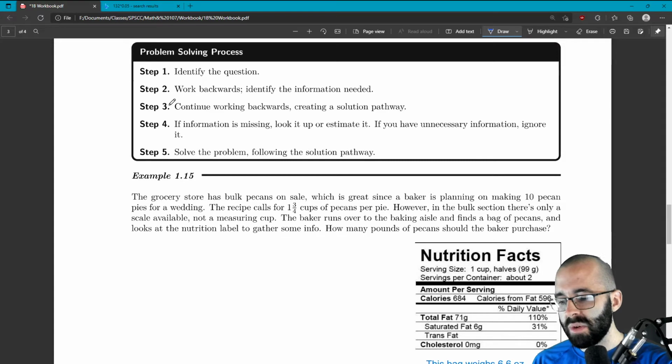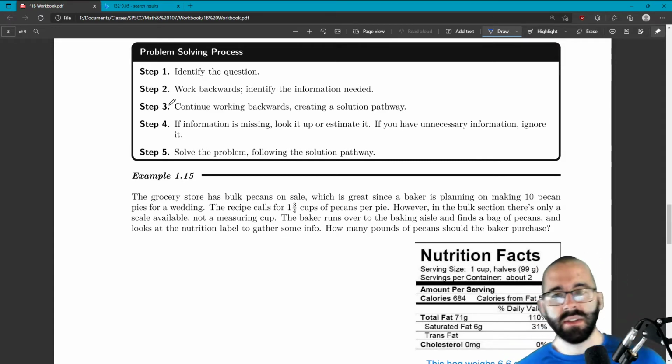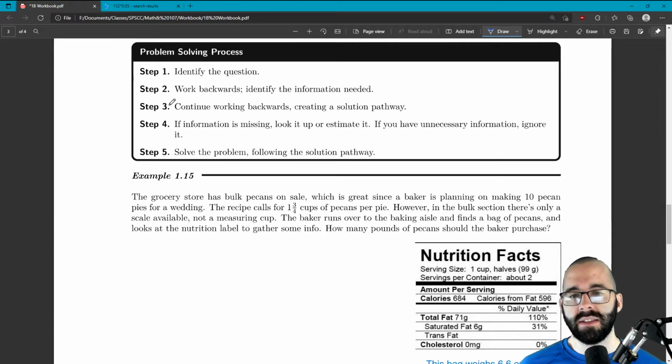So this is example 1.15. It says that we've got a grocery store and they have bulk pecans on sale, which is great since a baker is planning on making 10 pecan pies. Making 10 pecan pies, you're probably going to need quite a few pecans. I don't know, I've never made a pecan pie. I have eaten one though, if that counts. So the recipe calls for 1 3/4 cups of pecans per pie. And remember, we do need 10 of them.